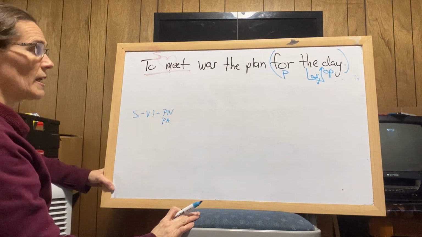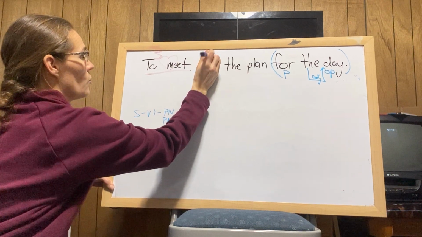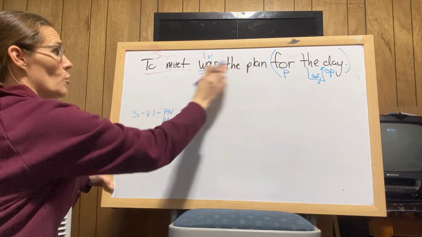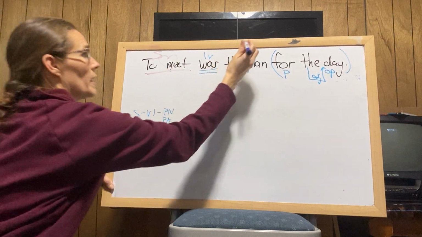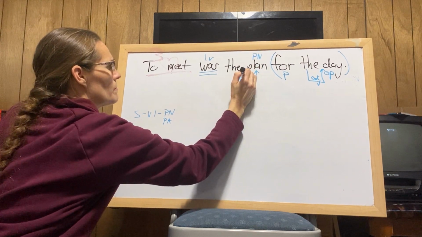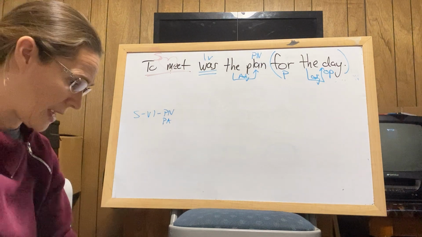So we should have a linking verb. And yes, there it is. Here's my linking verb. Was. Was what? The plan. Is the plan renaming or describing? It's renaming, so it's a predicate nominative, okay? The is our adjective. All right, so we have a SVLPN, and we are going to diagram that.